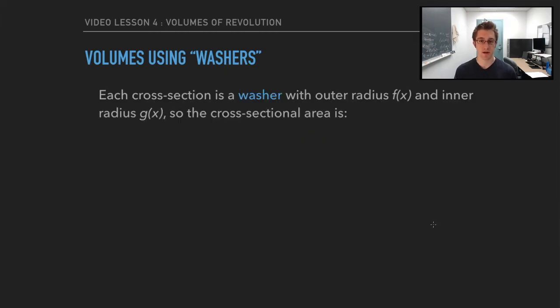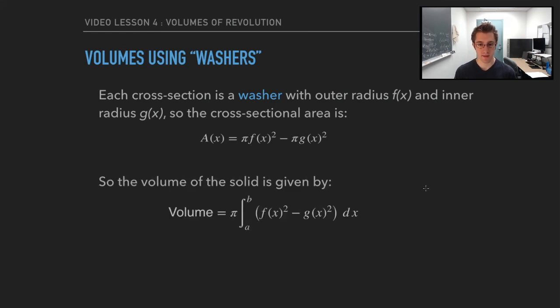Okay, let's go over that one more time. The cross sections, we call them washers. They have an outer radius, whichever function is bigger, we call that f, and the inner radius is the smaller function. And so the cross-sectional area is pi times the outer radius squared minus pi times the inner radius squared. Then I can compute the volume by just integrating this from A to B, and I get this expression.